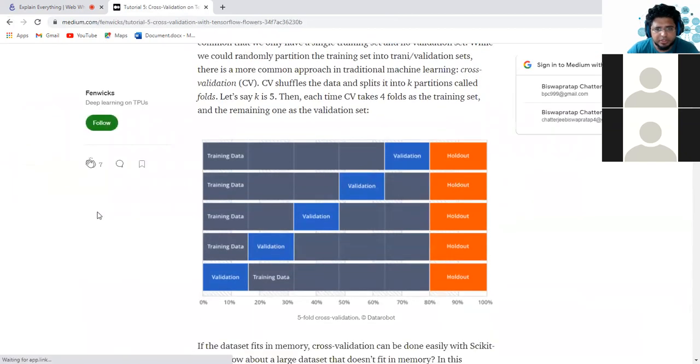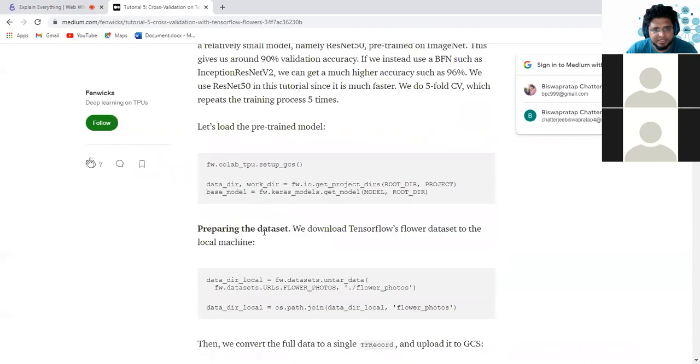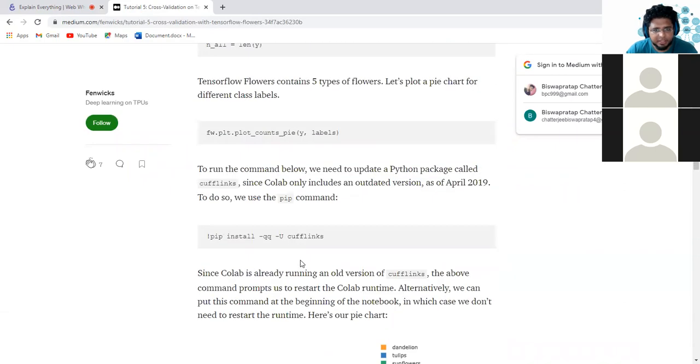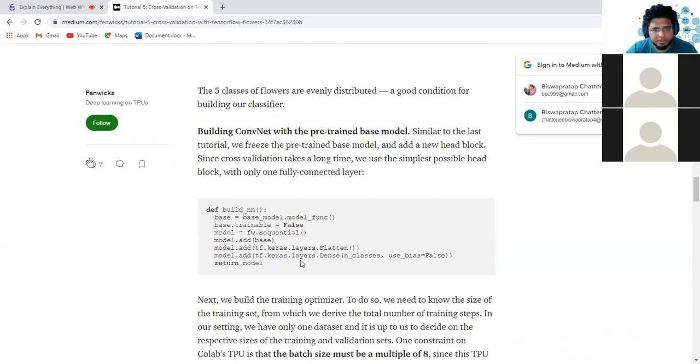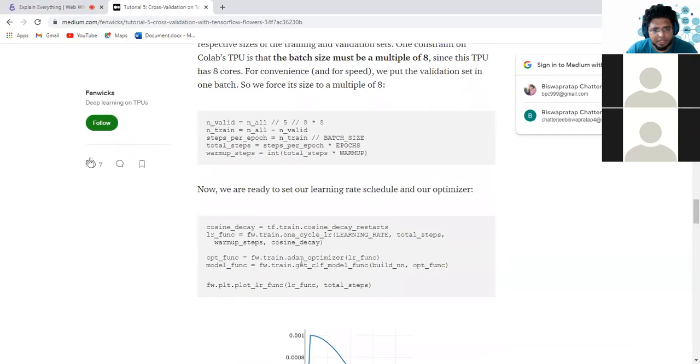Yeah, this will be a good data set. You can see here how the k-fold is happening. This is an example given here. You can practice this example and run it on your machine or laptop.